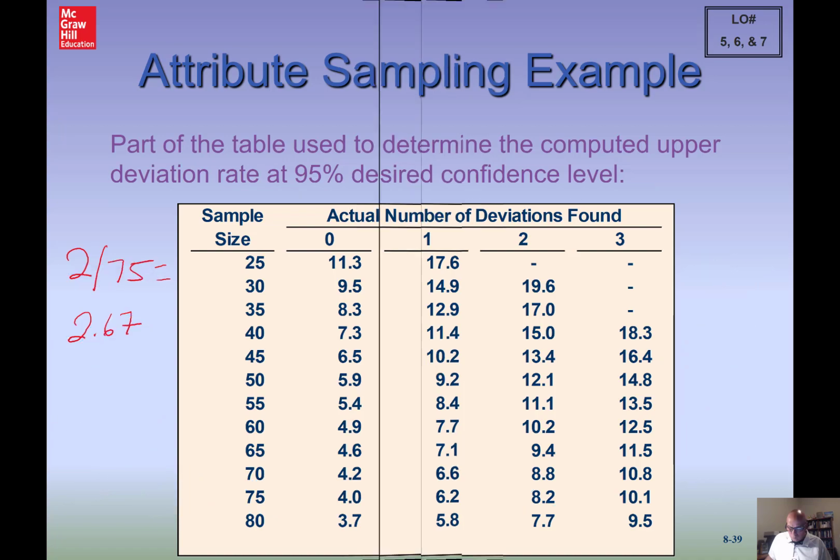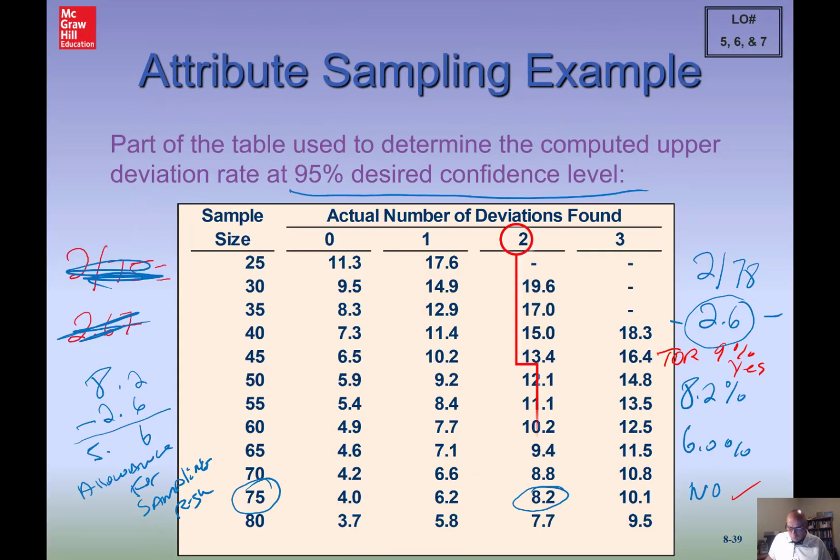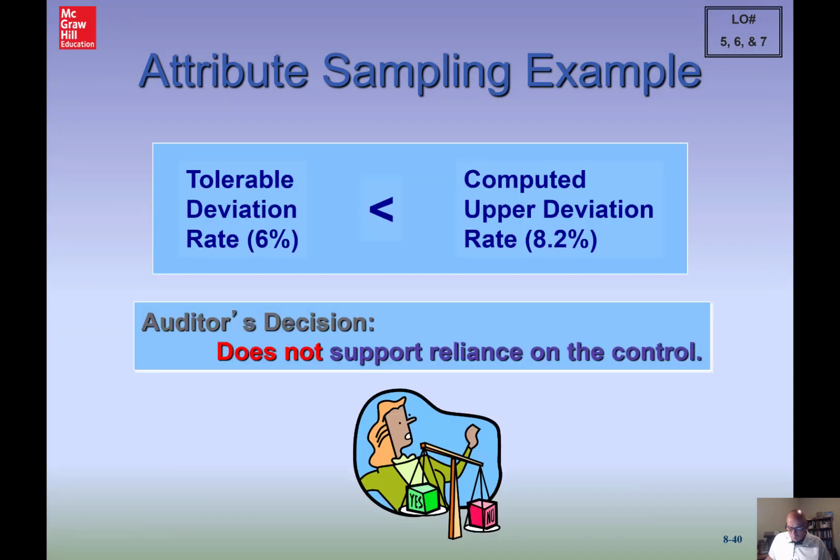But here in this example, since they were saying it was 6, the conclusion would be no, we are not going to rely on that control. Because the tolerable deviation rate is less than the upper deviation rate, the auditor is not going to rely on that control. If it came out 8.2, it's not very realistic that we would go as high as 9 and still expect to get any kind of help from this internal control. But if it was, then we could go ahead and rely on the control.